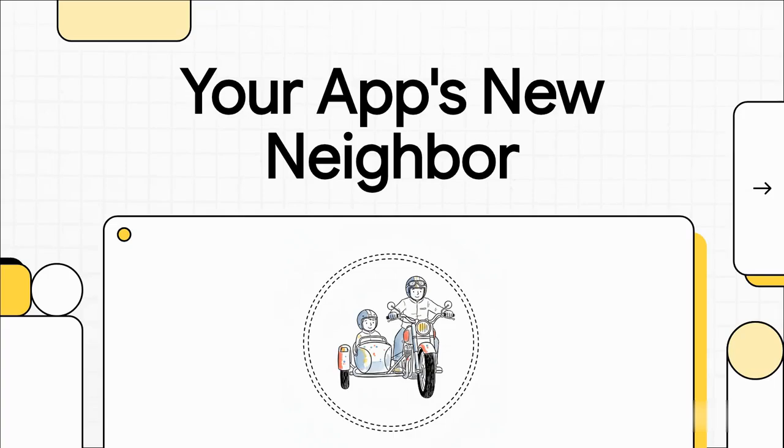All right, let's talk about what happens when your app gets a new neighbor, actually a new roommate, living right inside its Kubernetes pod. We're talking about the Istio sidecar. We're going to break down what happens when this sidecar moves in, what can go wrong, and exactly how to make sure they get along.